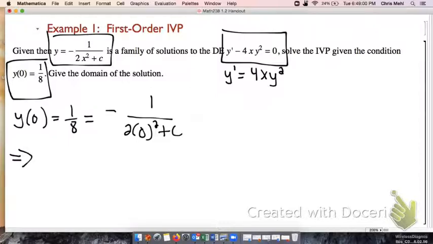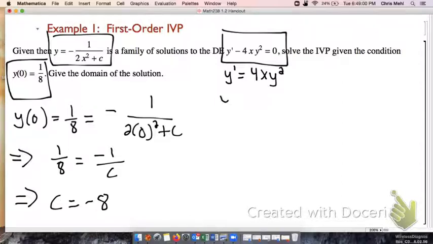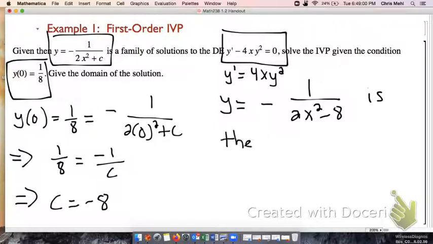Alright, so I plugged 0 into my family of solutions, and I set that equal to 1/8. Now what this tells me is 1/8 is equal to minus 1 over c, and it can be shown that c would have to be minus 8. Okay, so y equals minus 1 over 2x squared minus 8 is the particular solution.